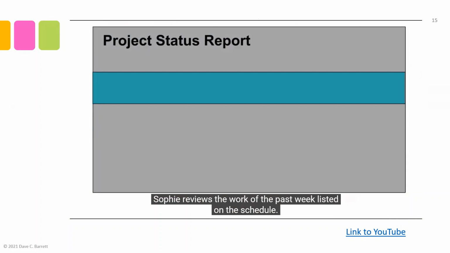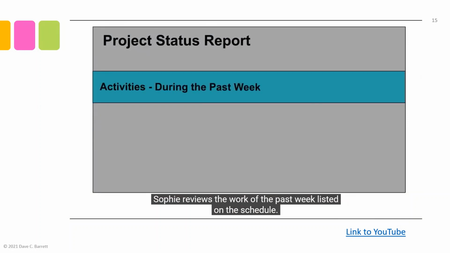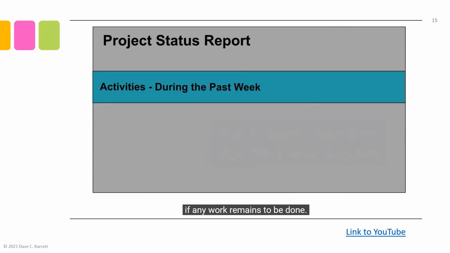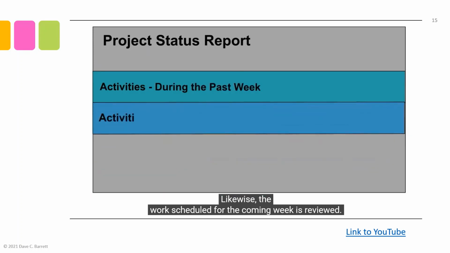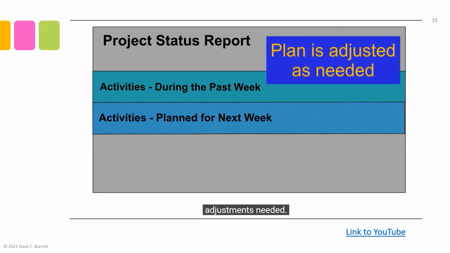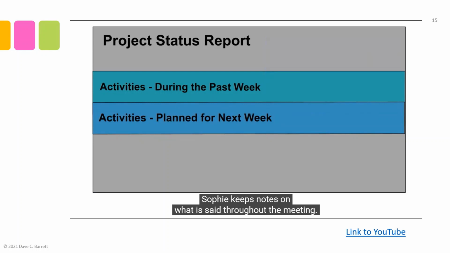Sophie reviews the work of the past week listed on the schedule. Each team member reports whether the work was completed or if any work remains to be done. Likewise, the work scheduled for the coming week is reviewed. Various comments are made regarding the viability of the plan and the possible adjustments needed. Sophie keeps notes on what is said throughout the meeting.